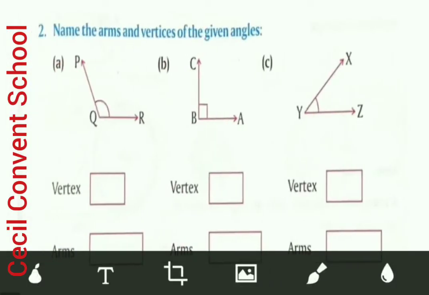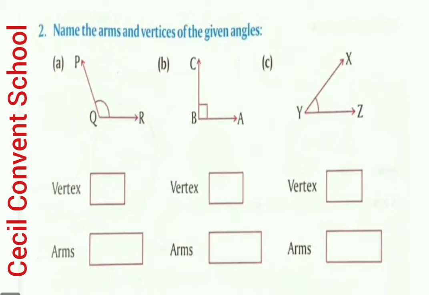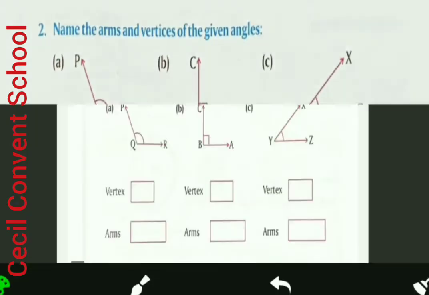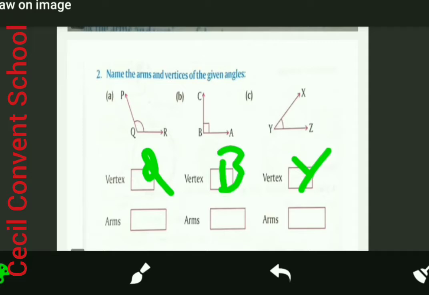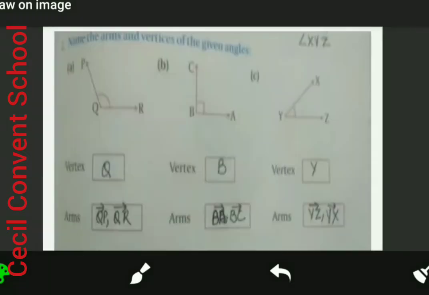Clear? Now, students, we do question number 2. Name the arms and vertices of the angle. Arms, you know, legs we call. Arms, everybody is having arms, so the arms of it are PQ and QR. So the vertex is Q. Of B, the vertex is B only. And it is Y, it is called the vertex. The center point is called the vertex. And arms, where these arms meet. See, one arm is PQ. See this.